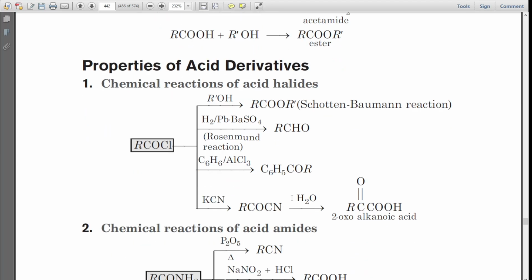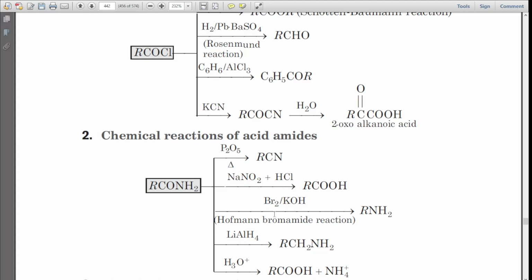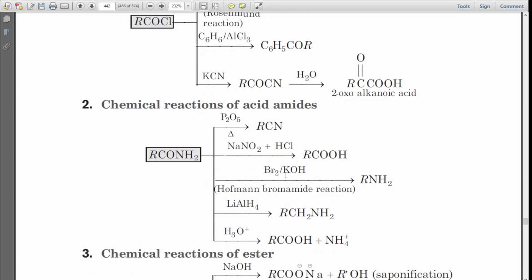They have different properties, such as RCOCl with H2 over palladium on barium sulfate, the Rosenmund reaction, forms aldehyde. In the presence of benzene and AlCl3, it forms ketone. In the presence of KCN, it forms RCOCN, which can be further hydrolyzed into an oxoalkanoic acid, which contains both a keto group and a carboxylic group. Acid amides show the same physical properties as you can see here. The major reaction here is Hofmann bromamide degradation. This simply removes the CO group from the molecule and gives you primary amines. Lithium aluminum hydride also forms a reduction product.